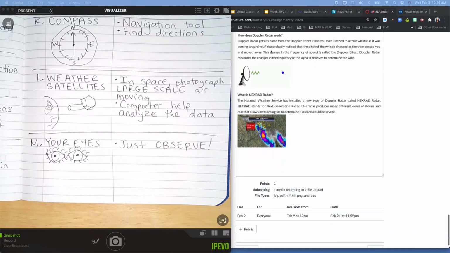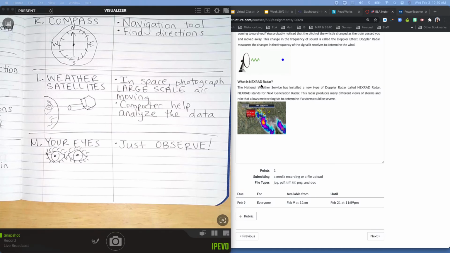How does Doppler radar work? Doppler radar gets its name from the Doppler effect. Have you ever listened to a train whistle as it was coming toward you? You probably noticed that the pitch of the whistle changed as the train passed you and moved away. This change in the frequency of sound, and you can see that frequency here with the green wavy line, the change in the frequency of sound is called the Doppler effect. Doppler radar measures the changes in the frequency of the signal it receives to determine the wind.